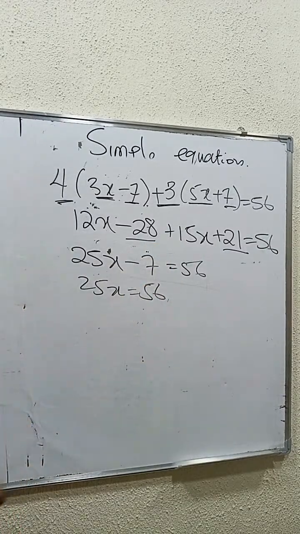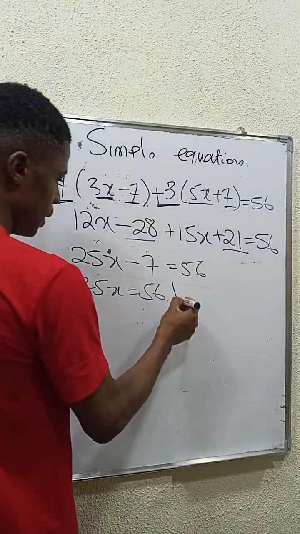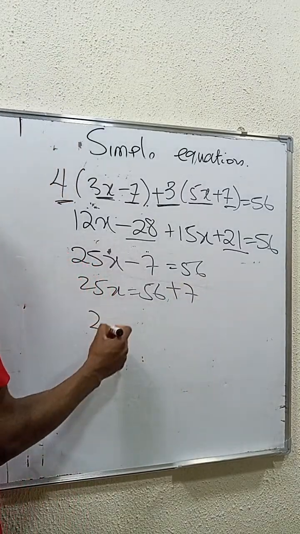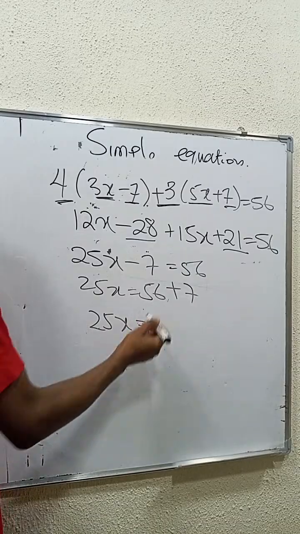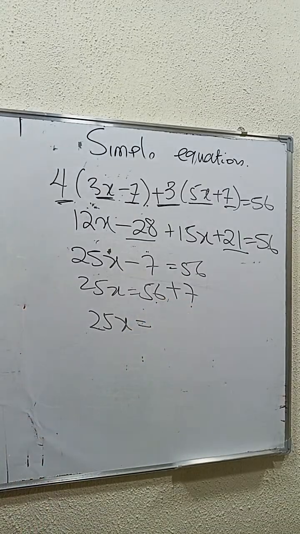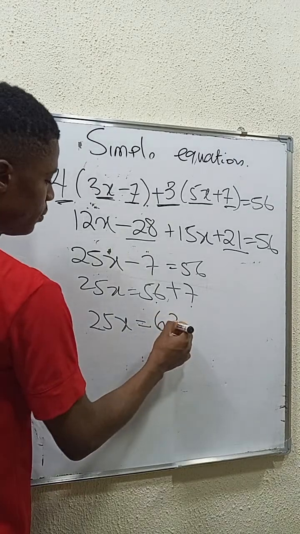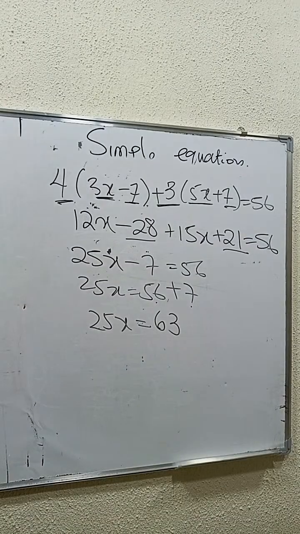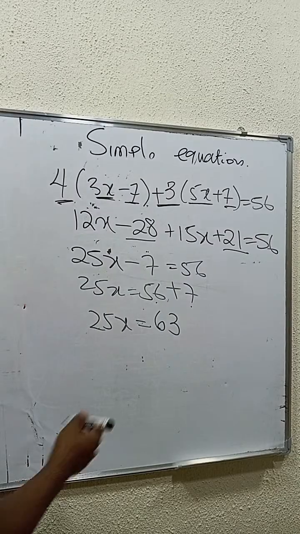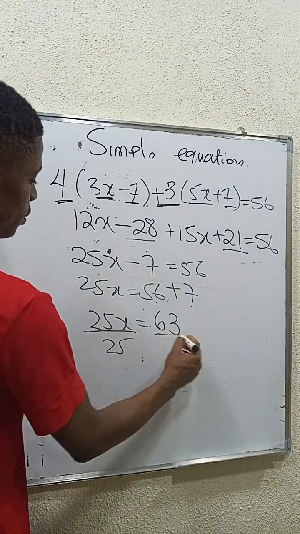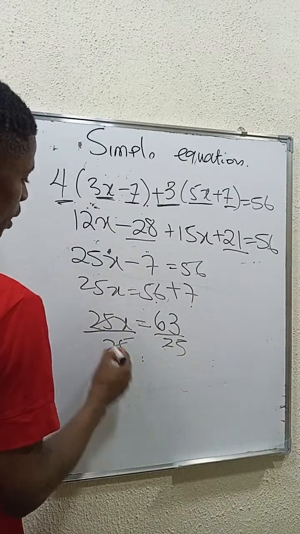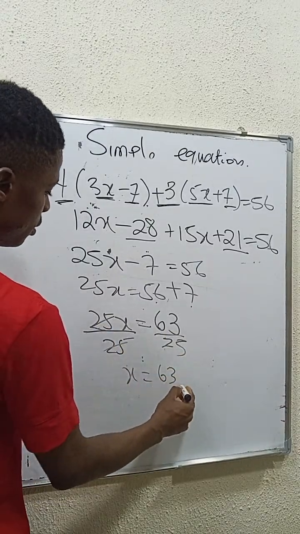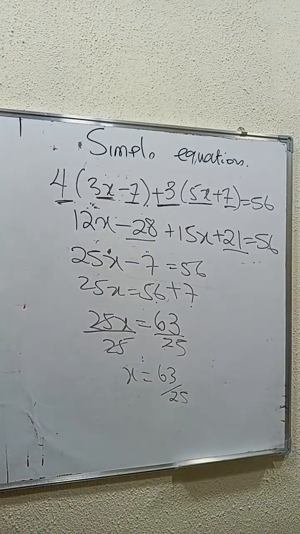Minus 7 is crossing the equality, so add plus 7. And that's 25x is equals to 56 plus 7, which is 63. So the next thing we do is to divide the left and the right side by 25. So x is equals to 63 over 25. Okay? So write it.